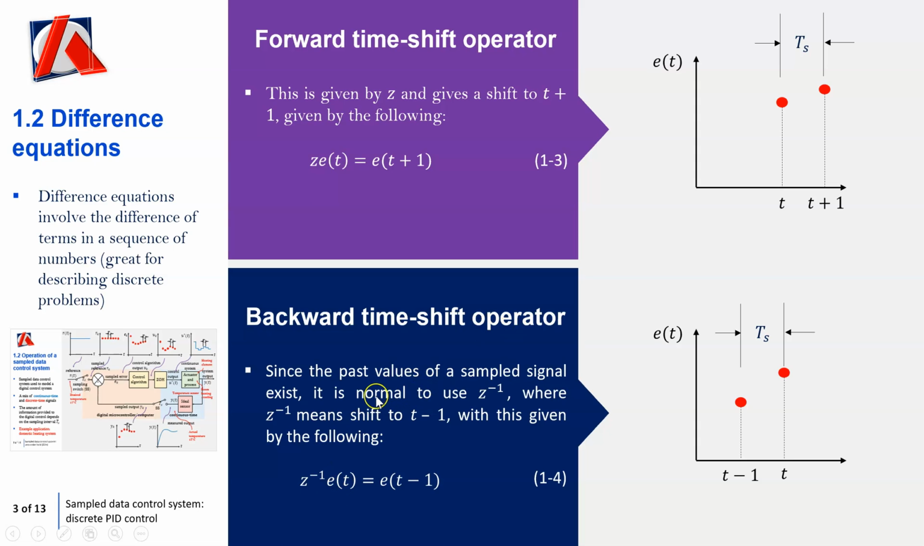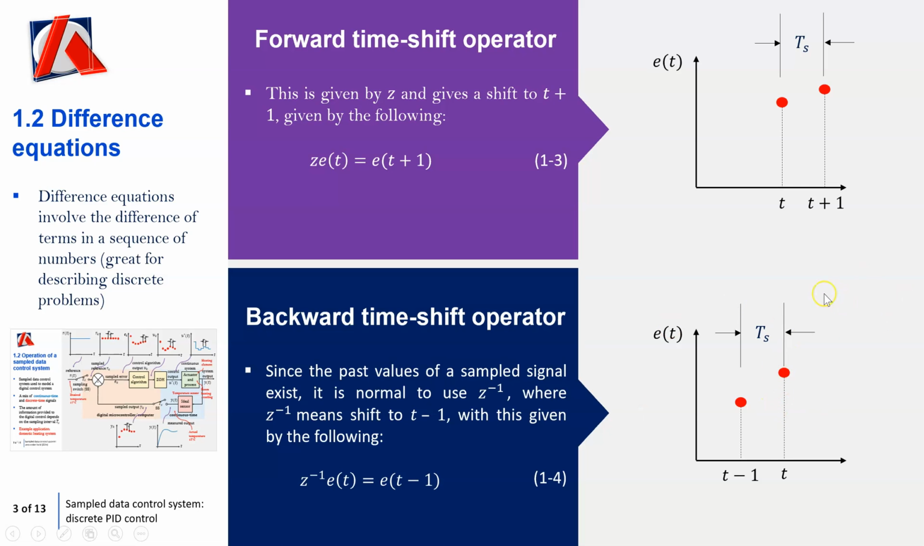So if we now use z to the minus 1, where z to the minus 1 effectively means t minus 1, it gives this. So z to the minus 1 multiplied by e of t is equal to e of t minus 1. You can see that what we're looking at is the past one sample. So effectively, we're looking at the sampled error, or the previous sampled error, one sample interval ago.